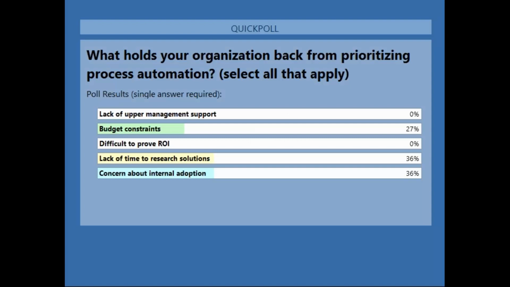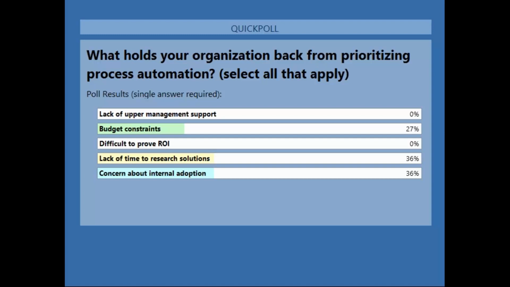So what we find here is budget constraints, lack of time to research, and concerns about internal adoption. Not uncommon. Industry research finds that budget constraints or lack of budget are in the top 3 reasons across organizations of all sizes, mid and large, of any size really, to find the time and the resources to be able to put in an automation solution.